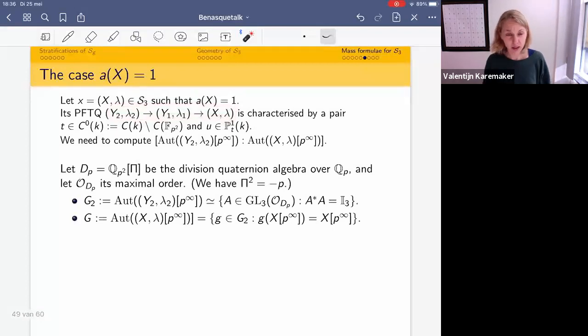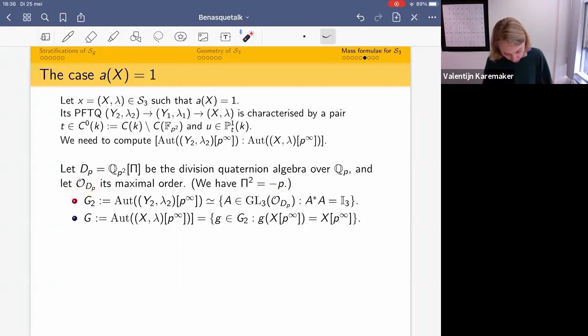We're going to need a little bit more notation in this case, but I've tried to keep it light. So let dp be the division quaternion algebra over qp. So here, this qp squared, with that I mean the fraction field of the Witt vectors over fp squared. With this element pi, satisfying pi squared equals minus p. And let O of dp be the maximal order in it. Then we prove the following things.